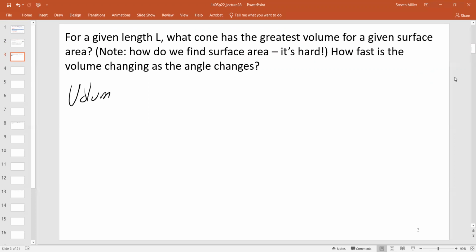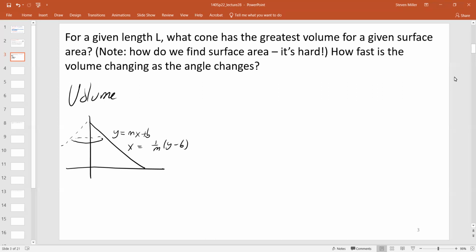So the volume came from rotating, if we have the line y equals, we'll do mx plus b. So x would be 1 over m y minus b, right? And we would rotate it, and we would get something like this, right? So what was our formula for volume?